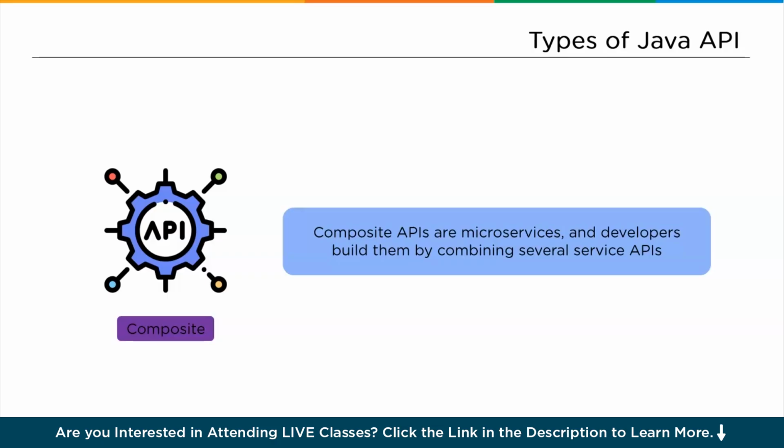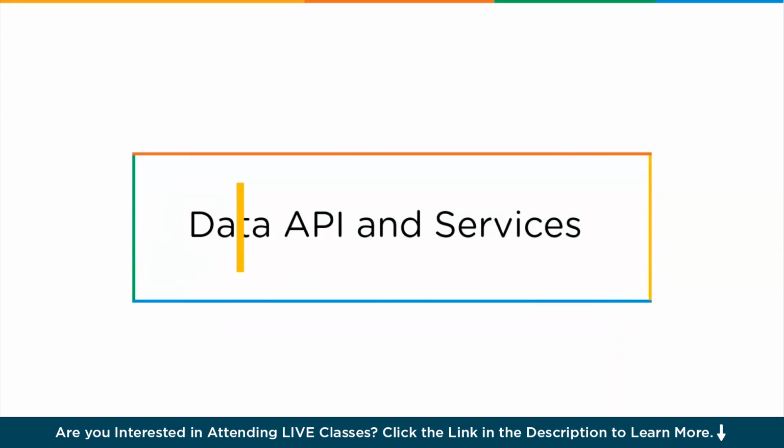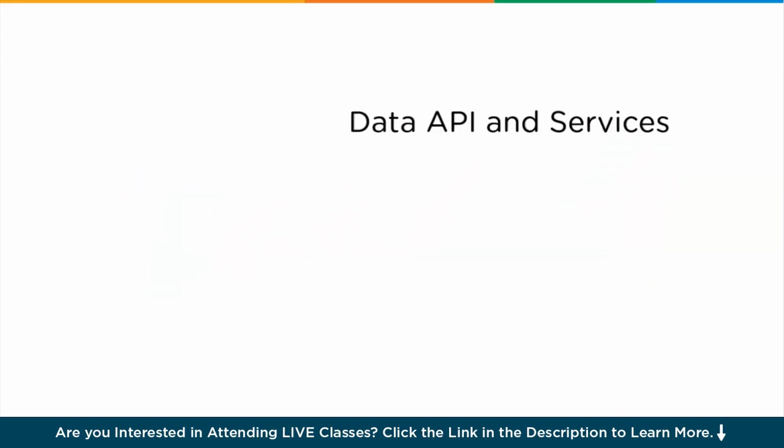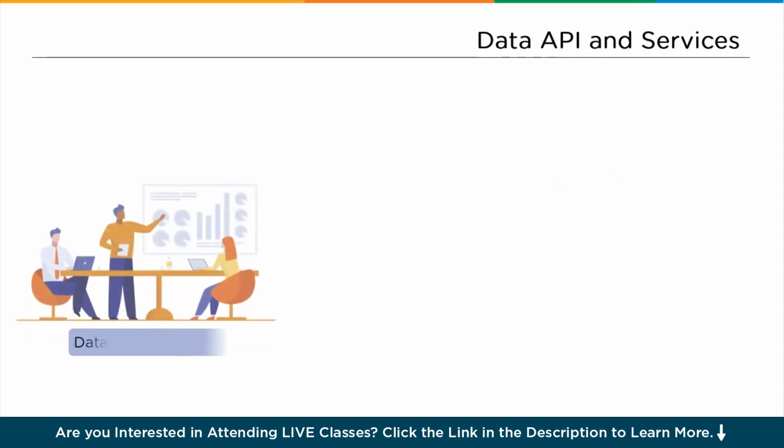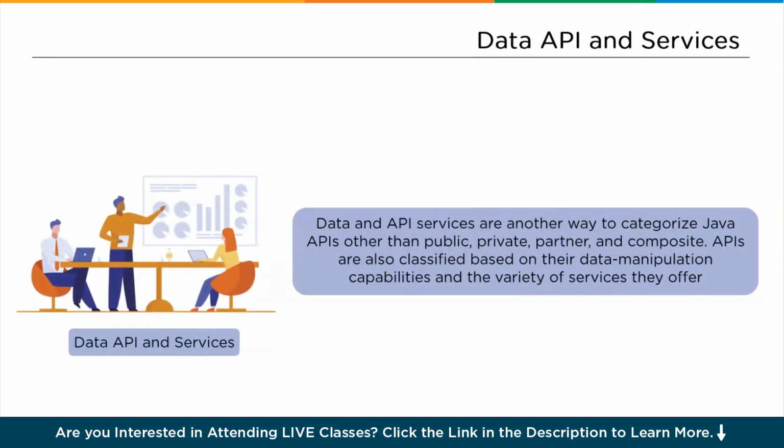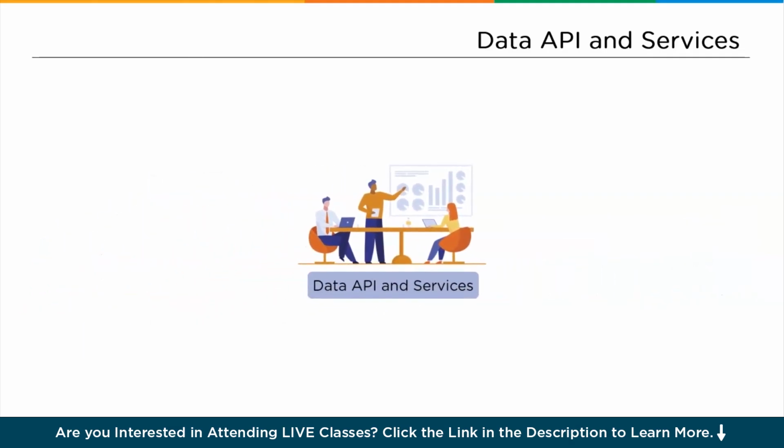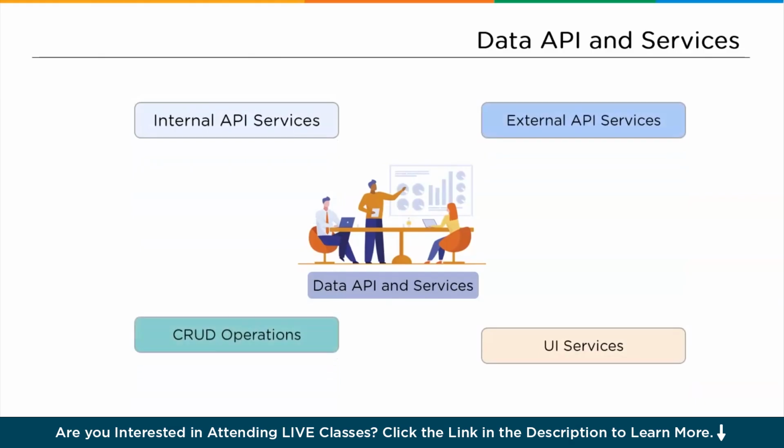Now that we have covered the different types of APIs, let us now discuss the categorization of Java APIs based on the services that different varieties of APIs in Java provide. So data and API services are another way to categorize Java APIs other than the previous type, which is public, private, partner, and composite. APIs are also classified based on their data manipulation capabilities and the variety of services they offer. So this type of categorization has 4 different types, which are the internal API services, external API services, CRUD operations, and user interface services. We will understand each one of them in a bit more detail.